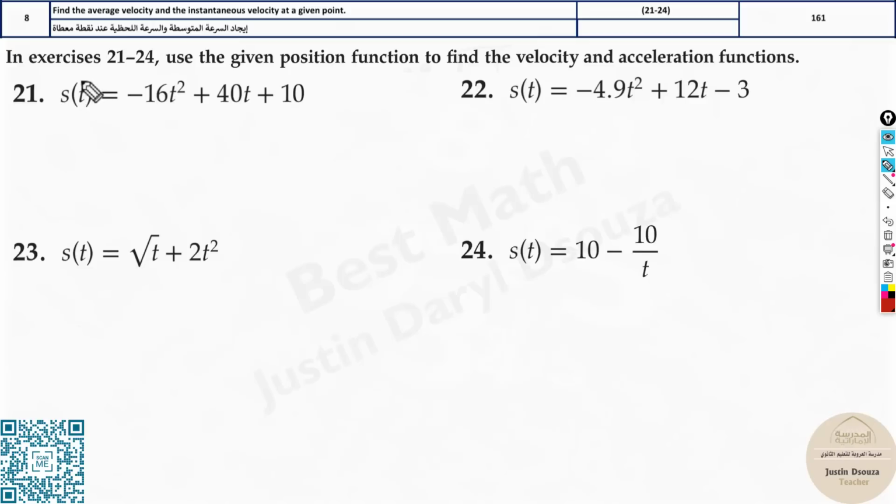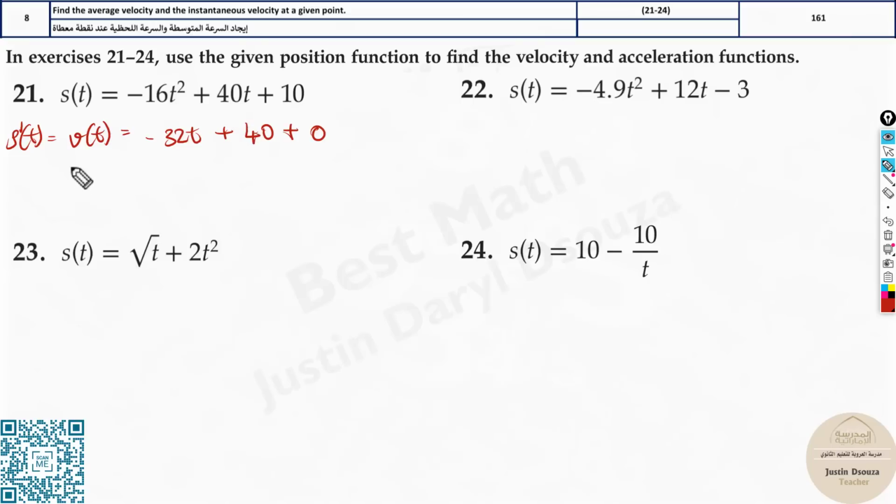So what do we do is, you just remember, when we derive the derivative of s, see, if I derive it, it's going to be s prime of t, right? This is the velocity. Derivative of position is velocity. Let's derive it. This 2 comes down, it will be minus 32t to the power 1, plus t to the power 1 is 1. So we get 40. And over here, it's t to the power 0. There's nothing. So it's basically 0, constant, 0. Now, that is the velocity.